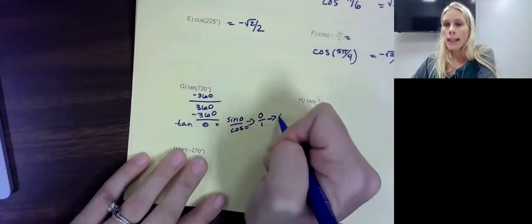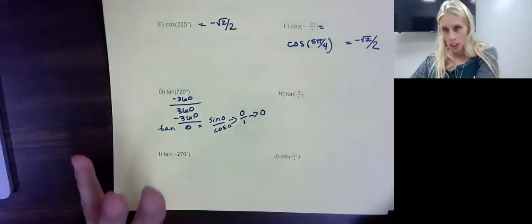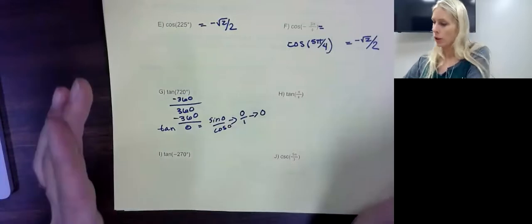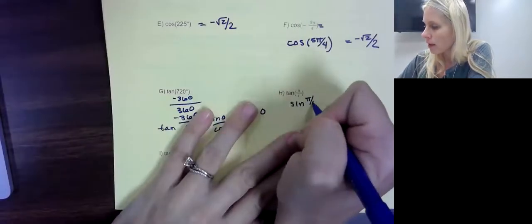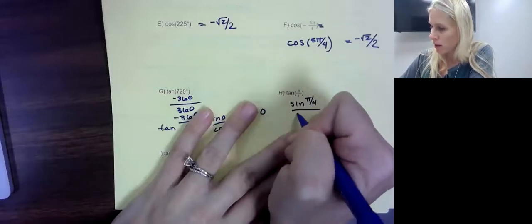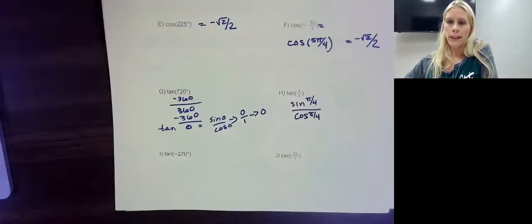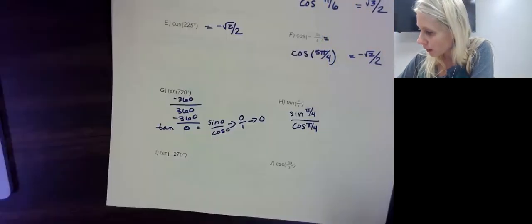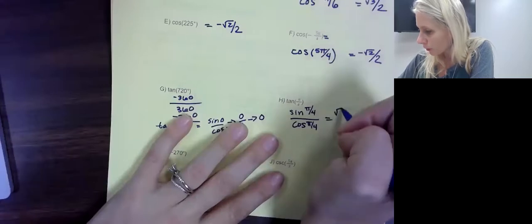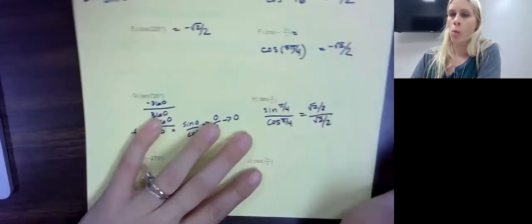Okay. Tangent pi over 4. Great. But we have to keep in mind we're finding sine pi over 4 over cosine pi over 4. Okay, grab your unit circle. Pi over 4 is right there. Sine and cosine are both square root of 2 over 2. And of course, we know anything over itself is reduced to 1.